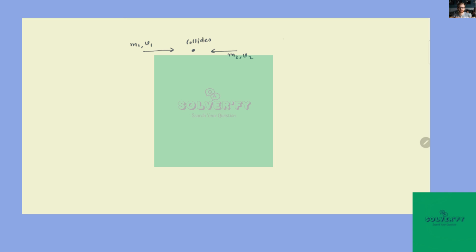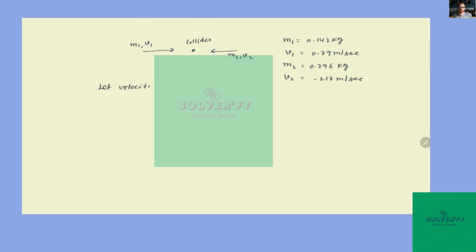We are given that the value of m1 is 0.142 kg, the value of v1 is 0.79 meter per second, and the value of m2 is 0.296 kilogram, and the value of v2 is 2.17 meter per second. Since it is in the opposite direction of the first glider, we can take it as minus also.